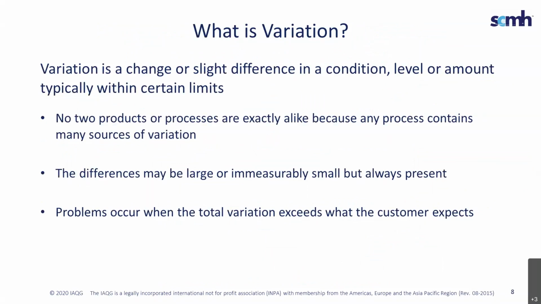What is variation? Variation is a change or slight difference in a condition, level, or amount, typically within certain limits. No two products or processes are exactly alike because they contain many sources of variation. The variation may be large or very small, however, it is always present. The problems do occur, however, when the total variation exceeds the customer expectations. For example, parts that are within specification tolerances are acceptable, but parts out of specification tolerance are not acceptable.